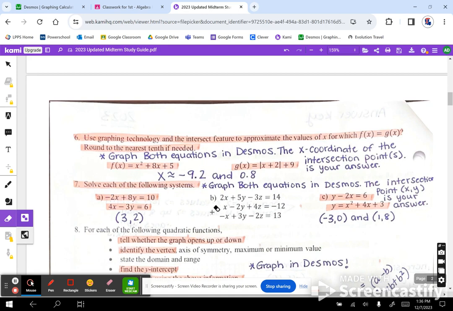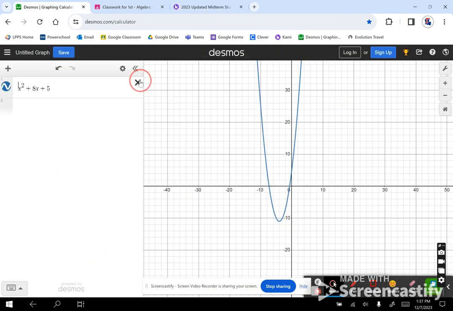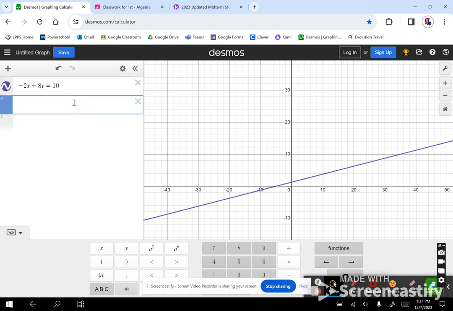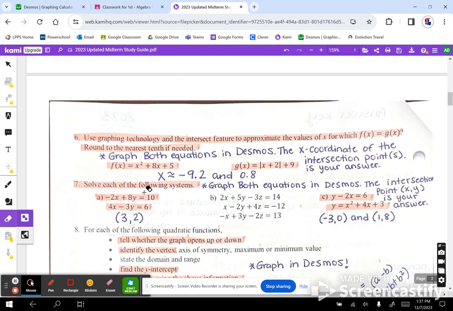Same thing for number 7, 7A and C. Exactly the same way. Go to Desmos, type in exactly what you see. Negative 2x plus 8y equals 10. There's that line. The second equation, 4x minus 3y equals, oops, not 7, 6. There's that line. If you click and hover over the intersection point, you get 3, 2. Look at your answer, 3, 2.